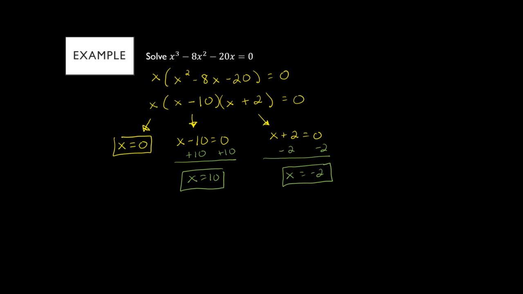So in this case, our exponent was 3, and we got 3 different solutions. We got 0, 10, and negative 2. And we were able to do this by factoring. So we first factored out the greatest common factor, and then we factored our quadratic. And then we were able to use the zero factor property to solve.